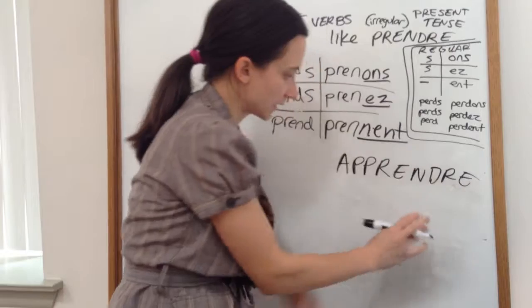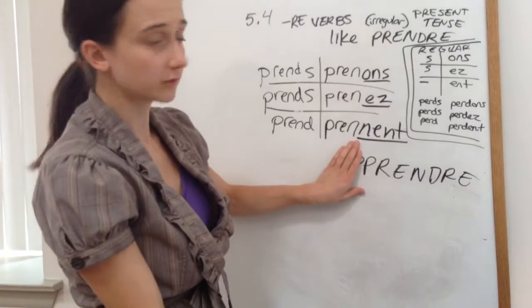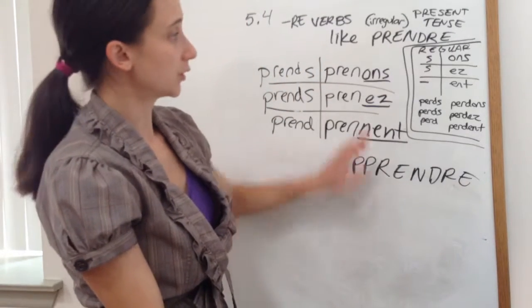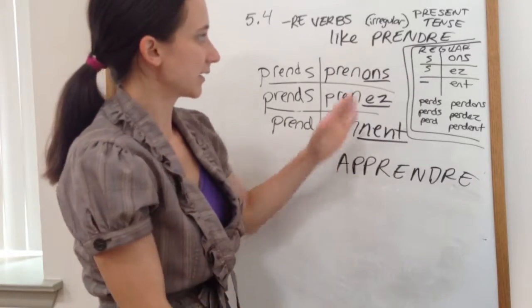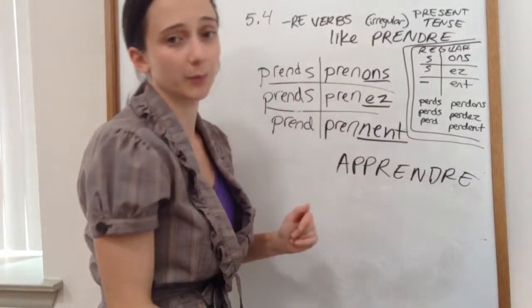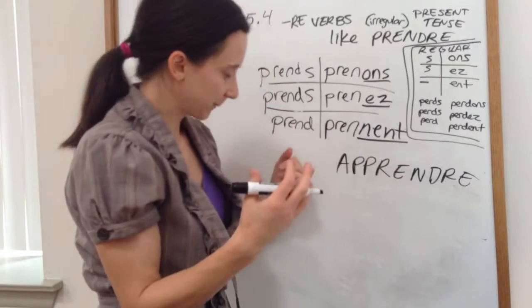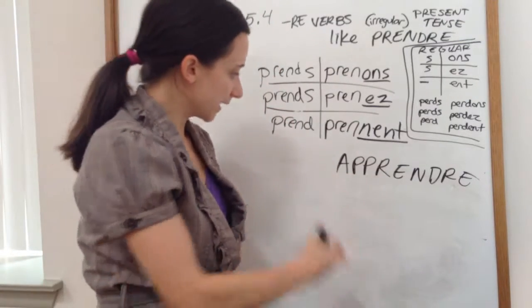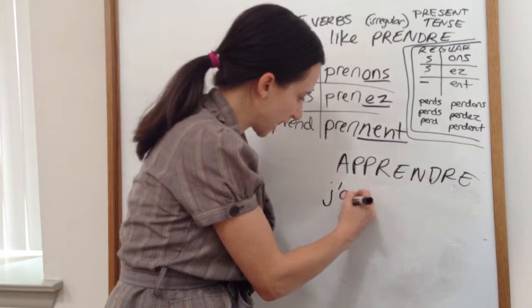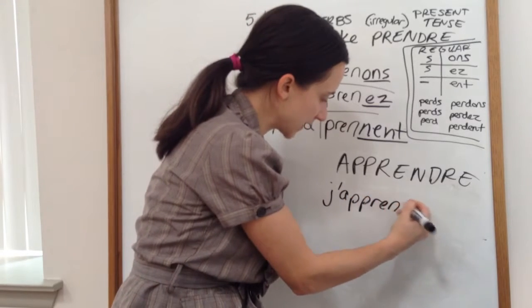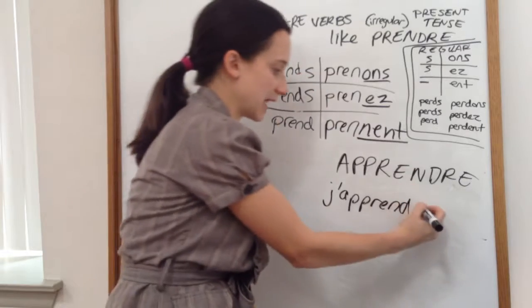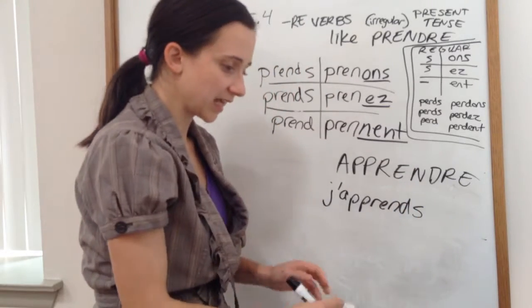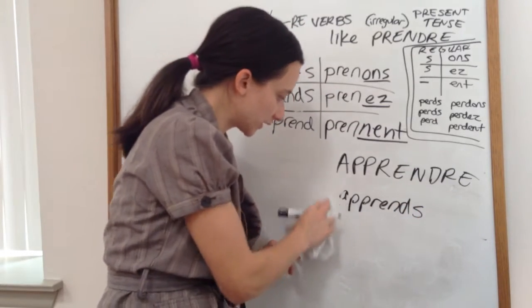Apprendre. See? Prendre, apprendre. To take, to learn. And you can almost think about it as we're taking things into our brain. That's how we're learning. So this is going to be the same thing. If we wanted to conjugate this, j'apprends, we would take off the RE and we would add an S just the same.